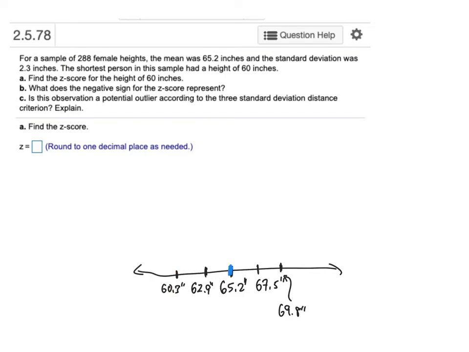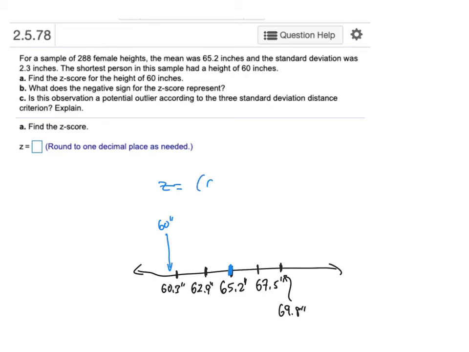So now it's going to ask me about z-scores. What's the z-score for 60 inches? Well, 60 inches is here. Notice that's a little bit to the left of what I said was 2 standard deviations below the mean. So I can tell you right now that 60 inches is going to have a z-score that's a little bit smaller than -2. But let's do the calculation.